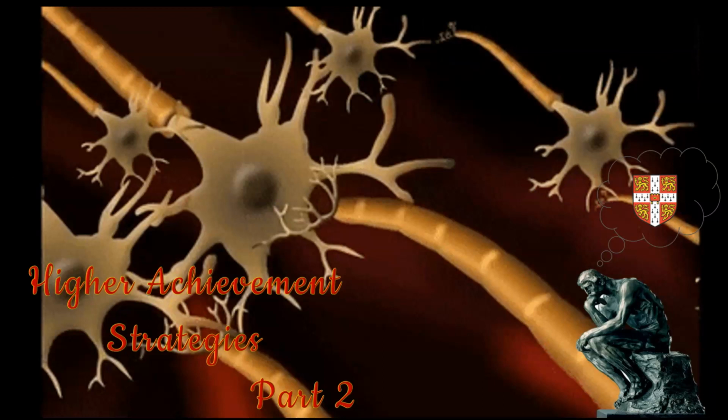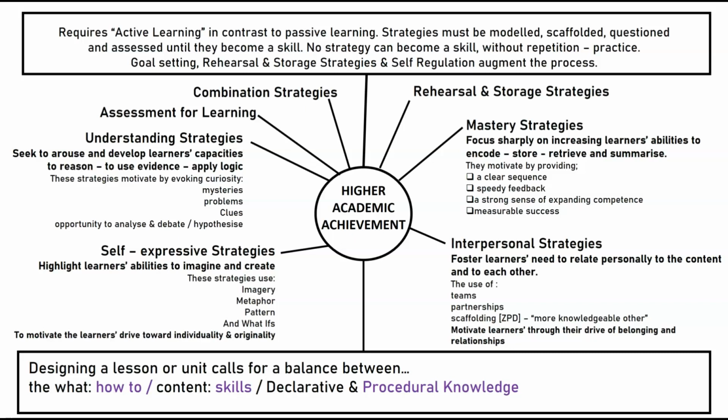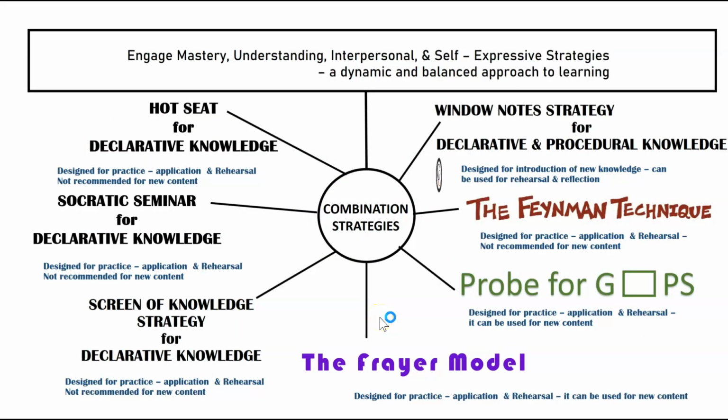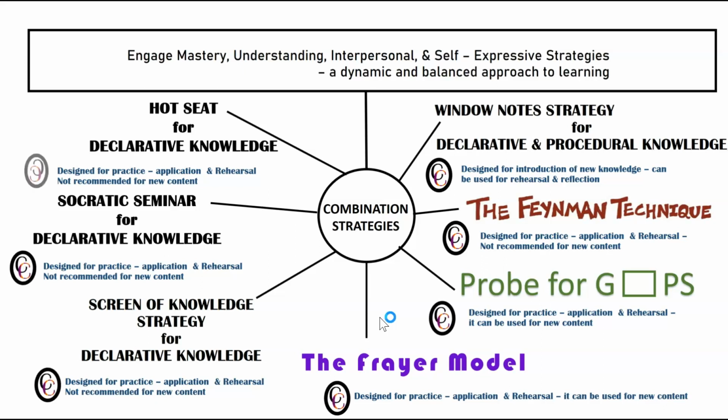And so to part 2, which includes assessment for learning strategies, combination strategies, and rehearsal and storage strategies. Just for your review again, the contents. Awesome for getting that mental acuity going. Then combination strategies: the window note strategy, the Feynman technique, probe for gaps, the Frayer model, screen of knowledge, all very, very cool combination strategies designed for different things.